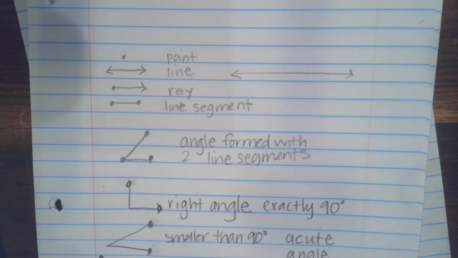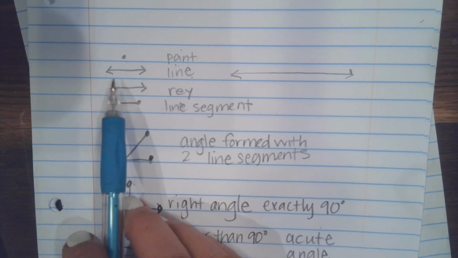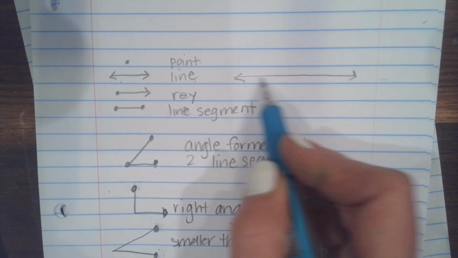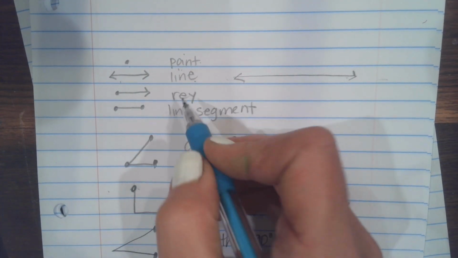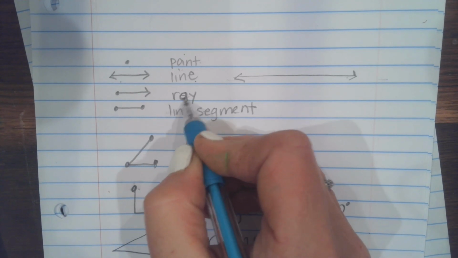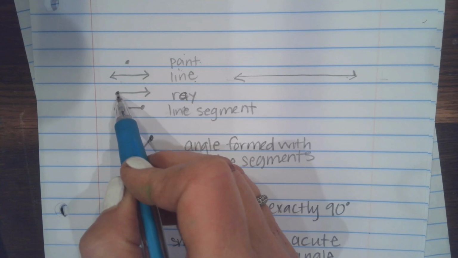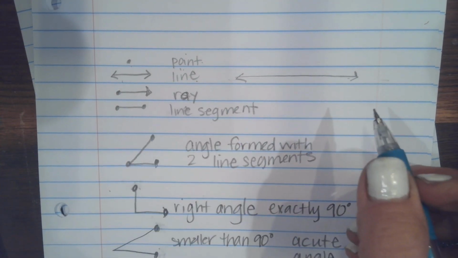This is a dot, and when it's in math, it's called a point. This is a line, like a number line. It goes on and on in all directions to infinity. And then a ray, R-A-Y, it looks like an E, but it's an A, has an endpoint on one side and then an arrow on another.